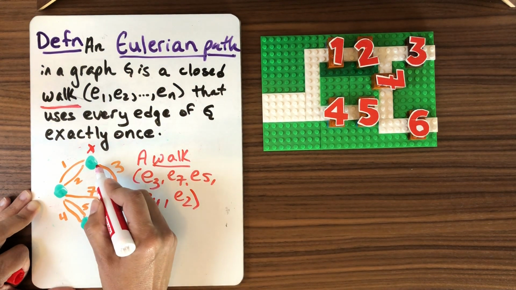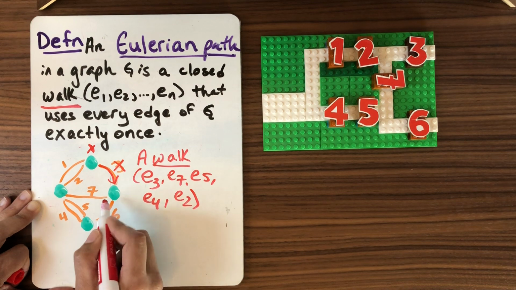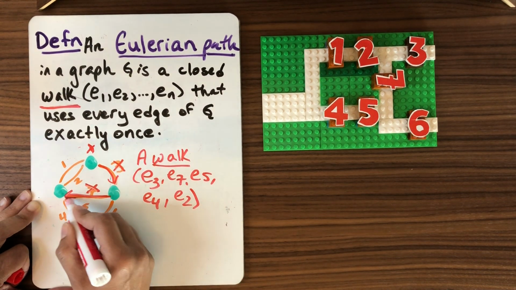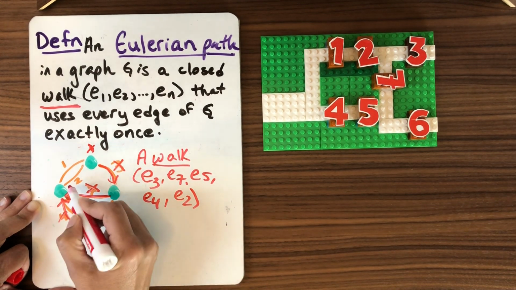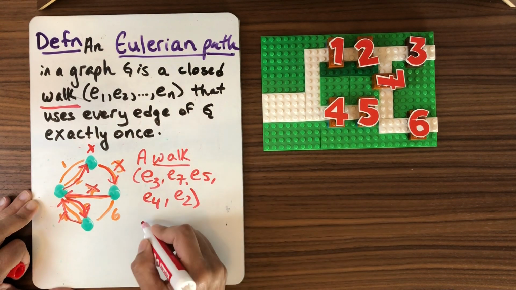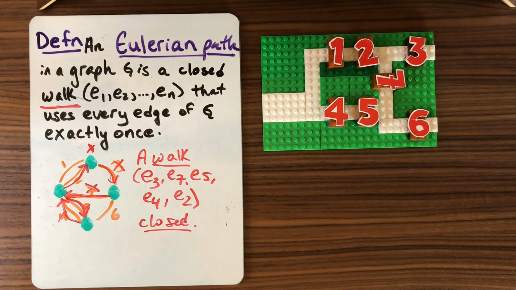So again, to draw this out, E3. Now I can't take that bridge again. And then I took E7. And I can't take that one again. Then I took E5, followed by E4. Those are now done. And then I did E2. And then I stopped. This is a closed walk. It's closed because I ended back where I started.